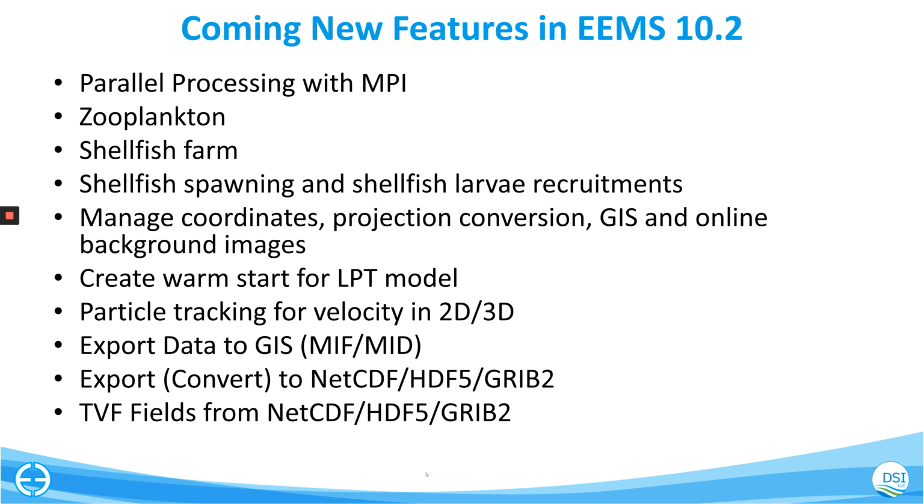We're adding zooplankton, but we have added any number of algal classes now. So you can have 1 or 20 different algal classes, and then we can have any from 1 to 20 zooplankton classes if you want. So that's kind of where we're going with the zooplankton capability.